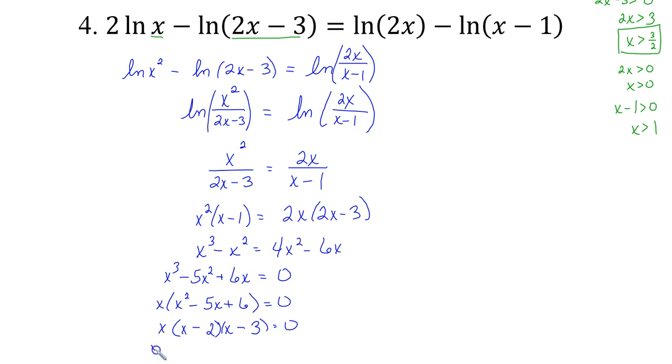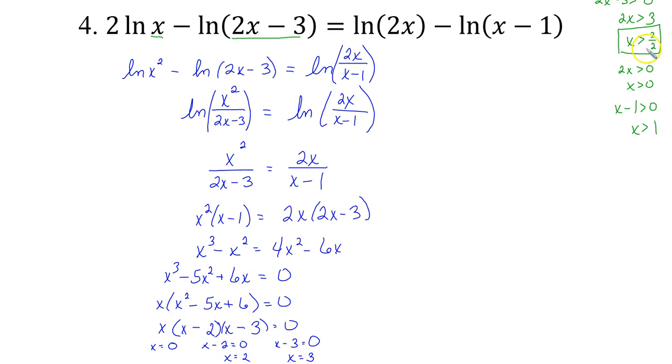Now we have 3 factors. X is equal to 0. Yeah, we're going to reject that one. X minus 2 is equal to 0, and x minus 3 is equal to 0. When we solve the second equation, we get x is equal to 2, and when we solve the third equation, we get x is equal to 3. So we have 3 solutions: 0, 2, and 3.